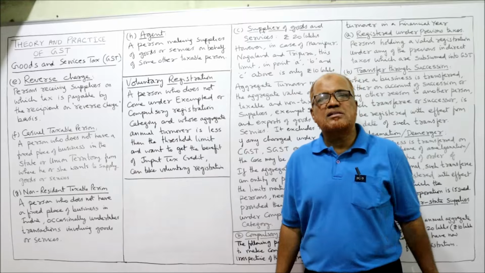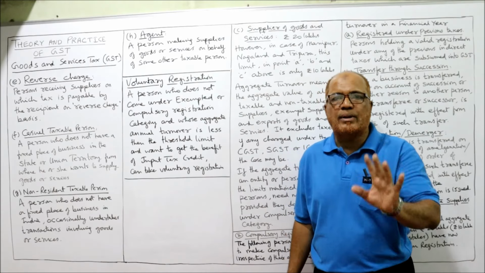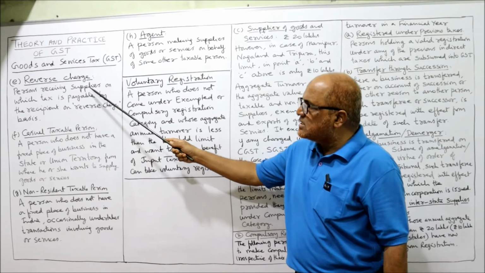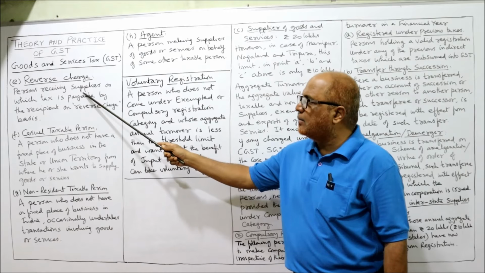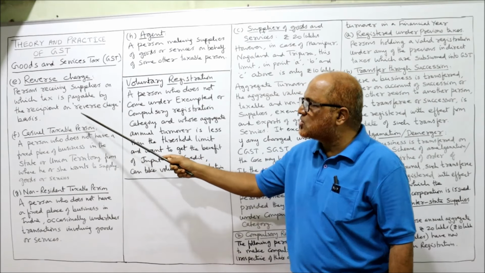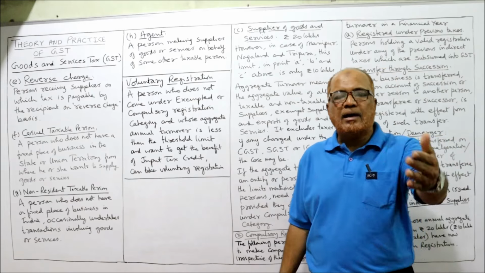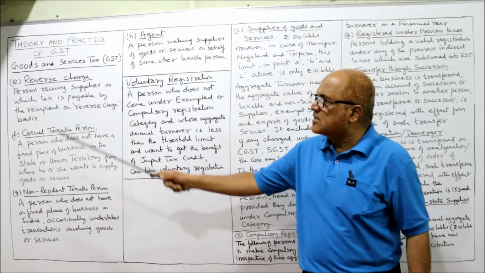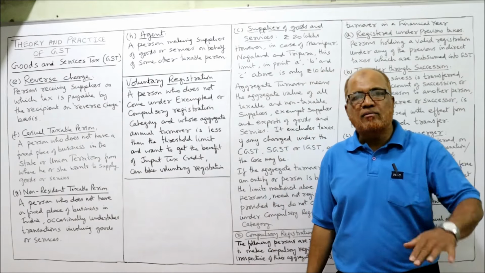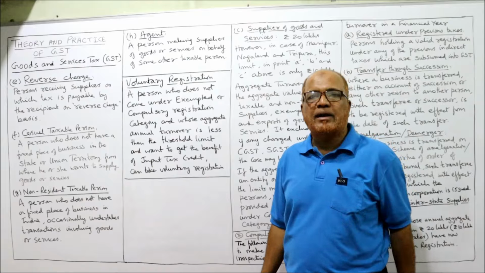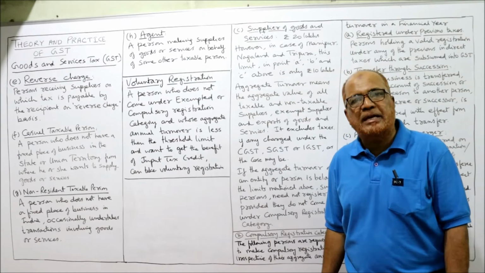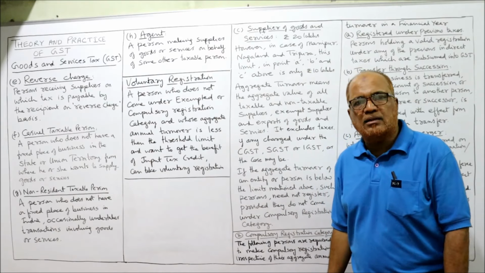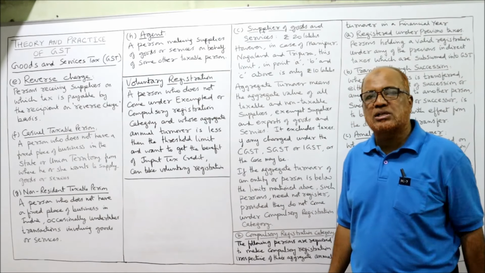Now a few more persons are there on whom registration is compulsory. Who are the persons? Reverse charge. Persons receiving supplies on which tax is payable by the recipient on a reverse charge basis. Normally the supplier has to pay the tax, but under certain circumstances reverse charge applies. Reverse charge means the tax will be paid not by the supplier but by the recipient of goods. In that case also, registration is compulsory.